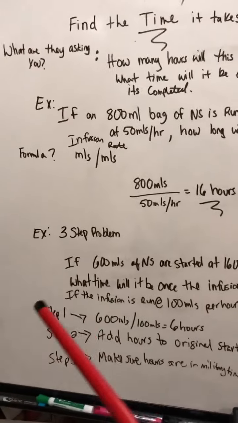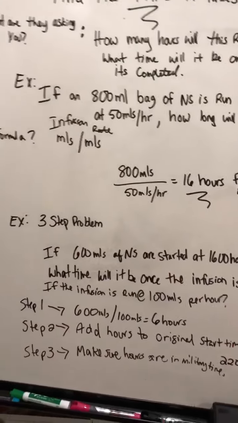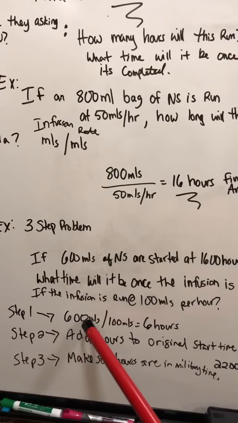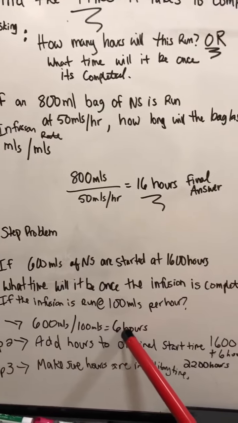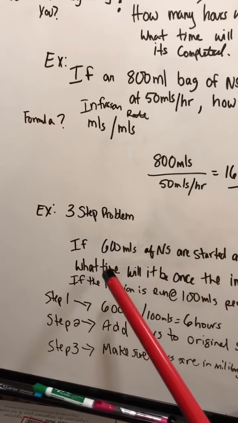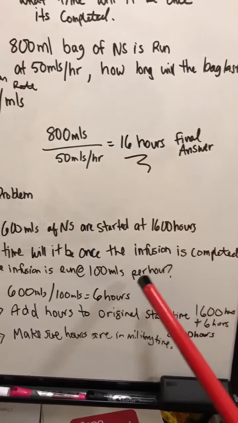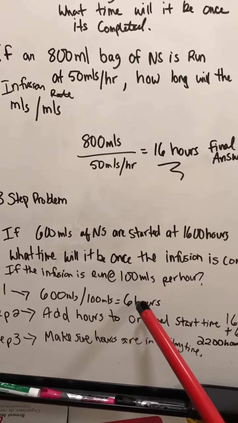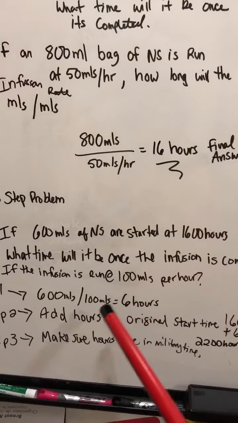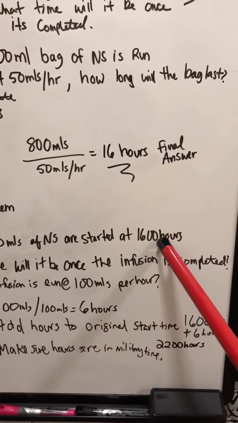Hopefully you understood that. So the first step that you want to do is our mLs for mLs formula. So step 1, we are dividing 600 by 100, and that gives us 6 hours. So we determined that 6 hours needs to be infused. However, it says that's not enough. It says, what time will it be once the infusion is completed? So now that I know that it's going to take 6 hours to complete this infusion, the next step is I need to add my 6 hours to my start time.